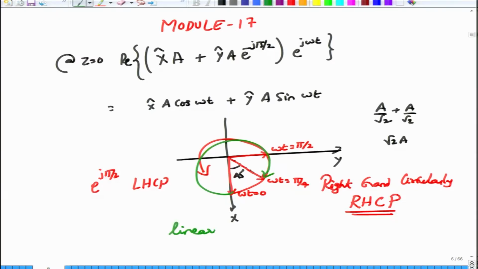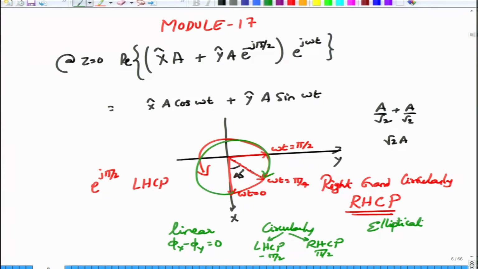Linear polarization is one where the phase difference phi x minus phi y will be equal to 0, and you have, let us say, the circularly polarized version. You have two types of circularly polarized cases. One, you have the left hand circularly polarized wave, and then you have right hand circularly polarized wave, depending on whether the phase phi x minus phi y is pi by 2 or minus pi by 2, and then in the most general case is when you have what is called as elliptical polarization.